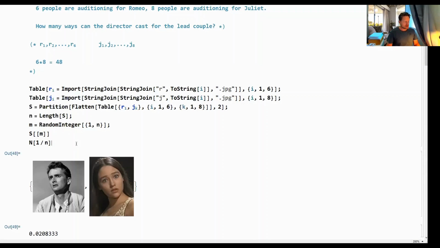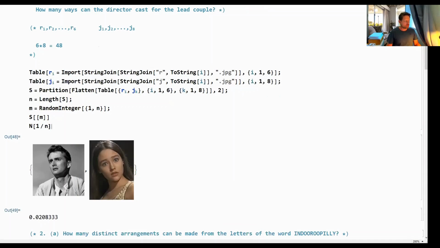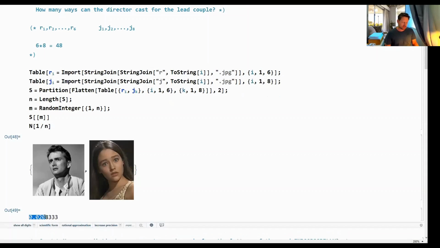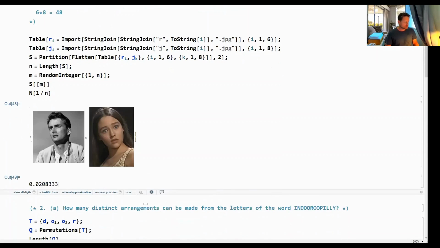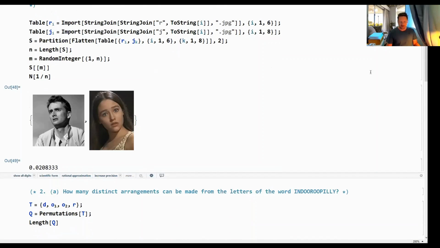Okay, good. And the probability is 1 over 48 that we get, say, this particular pair of Romeo and Juliet. And that's about 2%, as we see there. About 2.1%, let's say. All right, any questions about that one? You can type in the chat too if you want to write there.